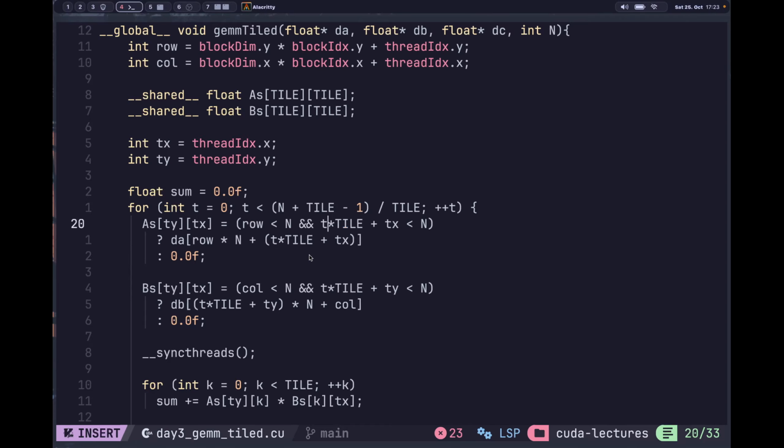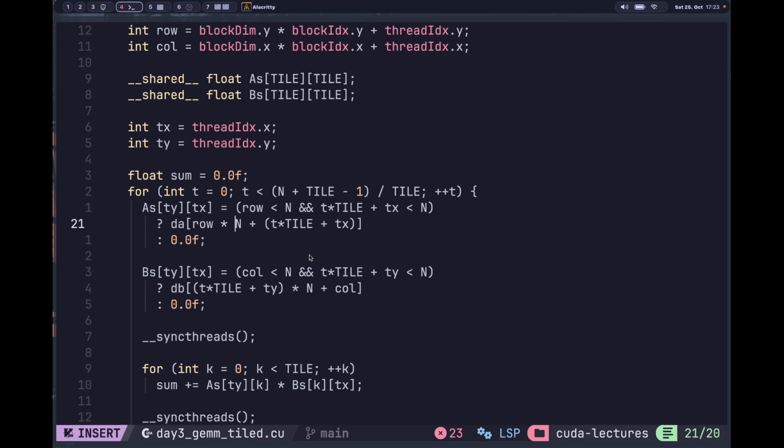Let's see what is happening here. We're storing at ty and tx indices in the shared memory A. We are checking if row is less than n, as well as column, which is t times tile plus tx, is less than n. Then store the element at row, comma, t dot tile plus tx there, else store 0.